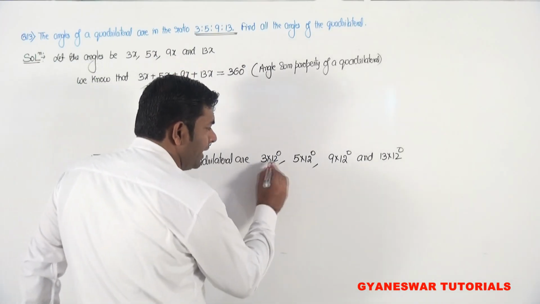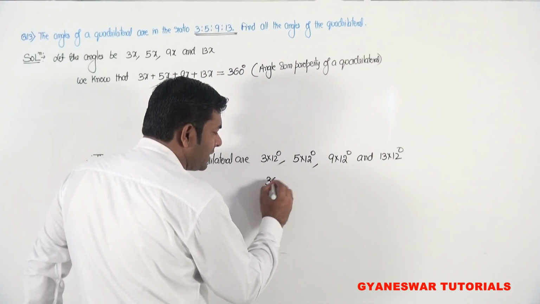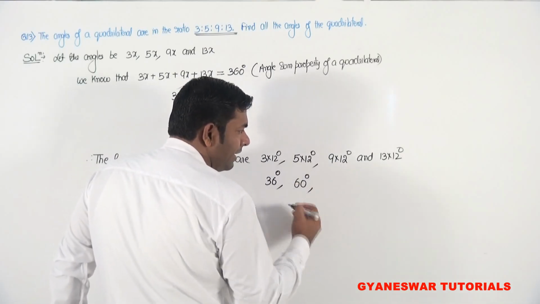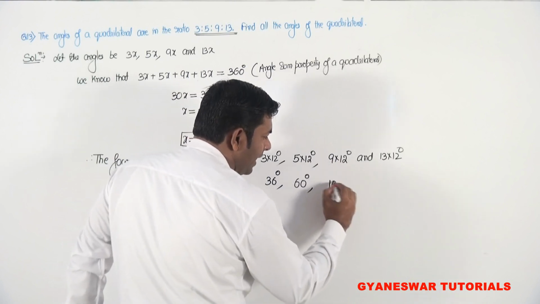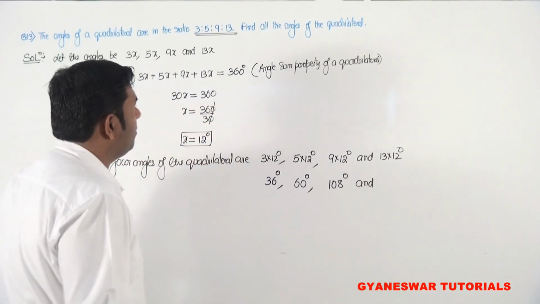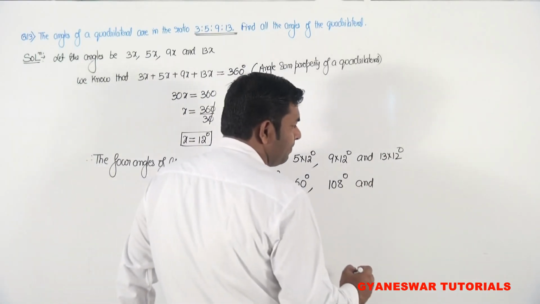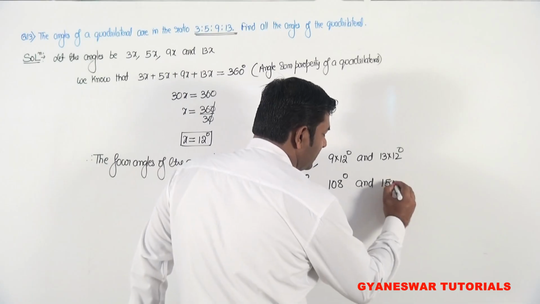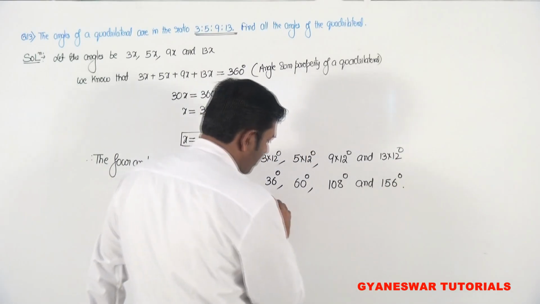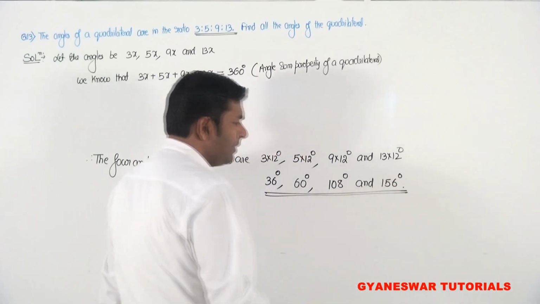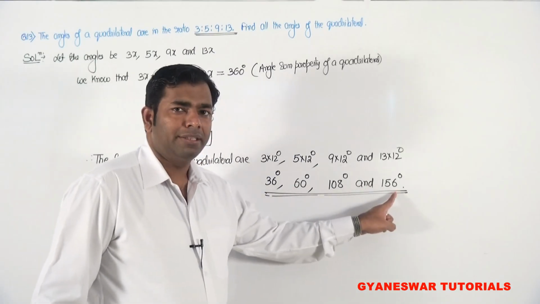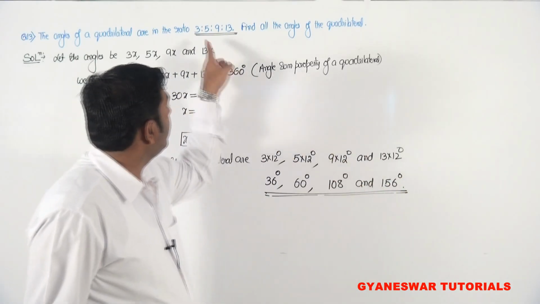So therefore 3 into 12 is equal to 36 degrees, 5 into 12 is 60 degrees, 9 into 12 is 108 degrees and 13 into 12 would be 156 degrees. So ये है आपका आंसर. इन सभी को ऐड करोगे तो यू गेट 360 और इन सभी का रेशियो इस रेशियो में होगा.